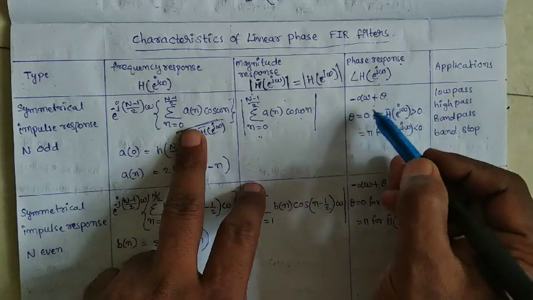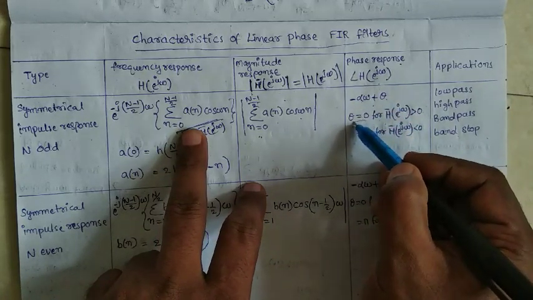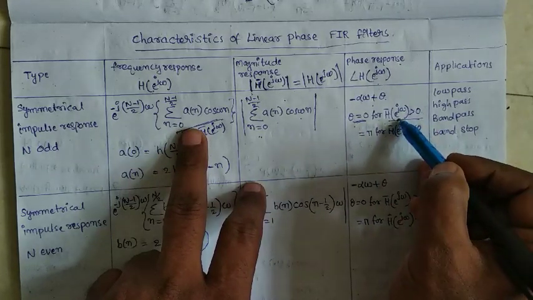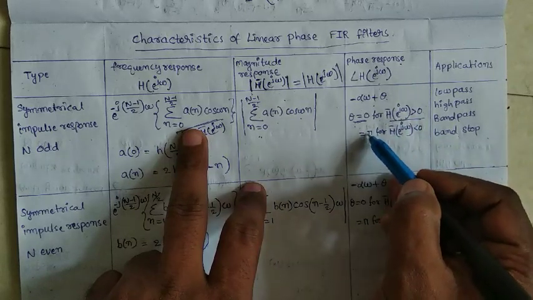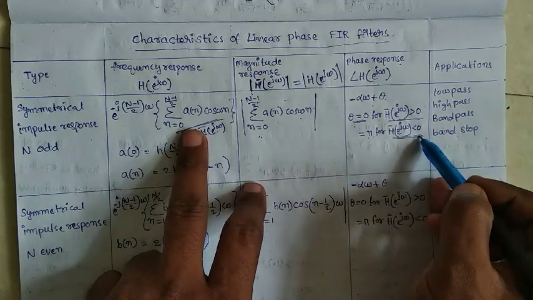Here, theta is equal to 0. We are considering the theta value as 0 for H bar of e power j omega greater than 0. Theta is equal to pi when H bar of e power j omega is less than 0.